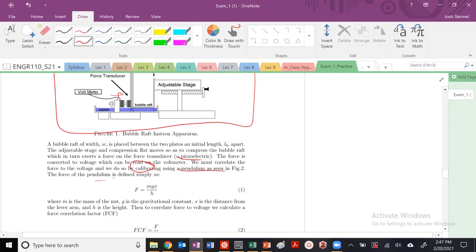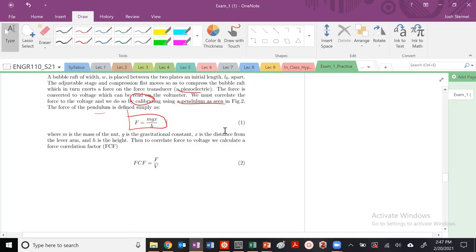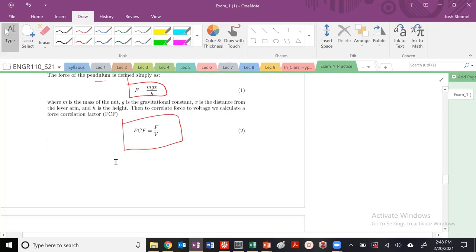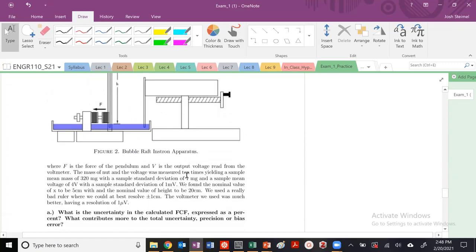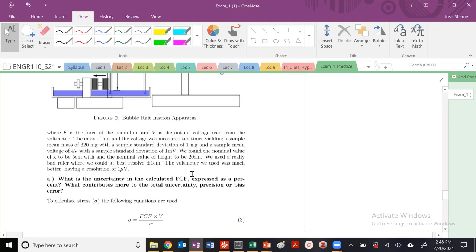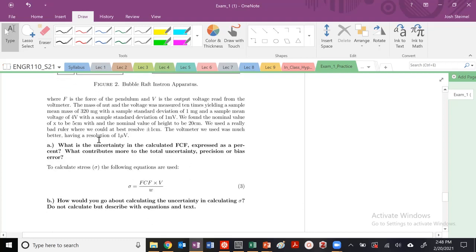The force of the pendulum is just this expression, as all my mechanical engineering and bioengineering students know. I'm a materials science person, but anyways, you can do the pendulum. Here m is the mass of the nut, g is the gravitational constant, x is the distance, the arm, and so on. We then correlate the force to voltage using a force correlation factor, FCF, where F is the force of the pendulum and V is the output voltage read from the voltmeter. The mass of the nut and the voltage were measured 10 times.